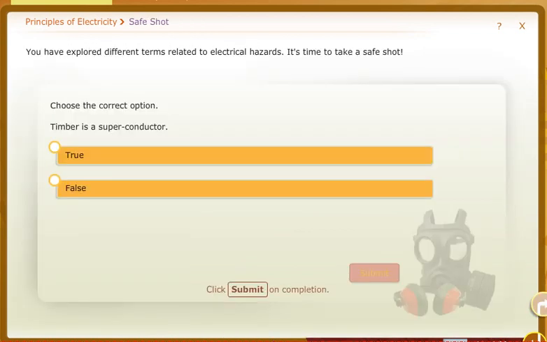You have explored different terms related to electrical hazards. It's time to take a safe shot. Choose the correct option. Timber is a superconductor.